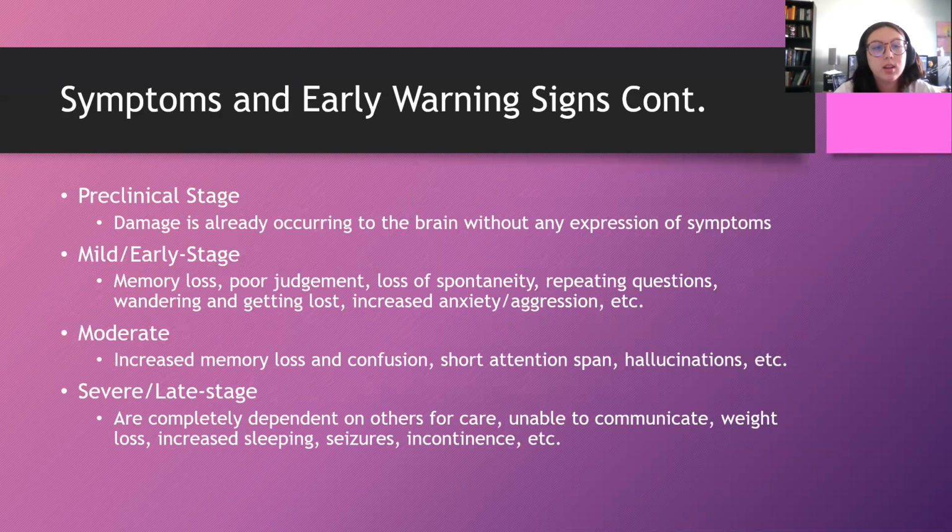We divide Alzheimer's into different stages depending on the severity of the disease and the symptoms you're experiencing. In the preclinical stage, you're not showing any symptoms, but damage is already occurring to the brain. In the mild early stage, where you're frequently diagnosed, you start seeing memory loss, poor judgment, loss of spontaneity, you're repeating questions, you're wandering and getting lost, and you have increased anxiety and aggression. In the moderate stage, you have increased memory loss and confusion, a short attention span, hallucinations, and the list continues.